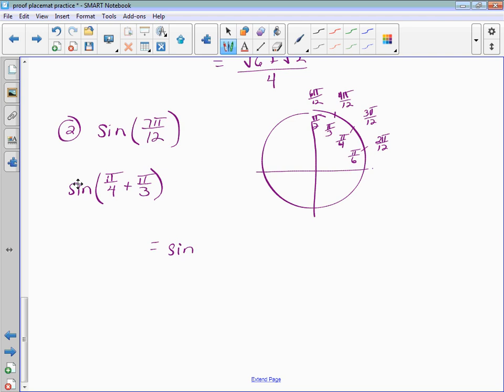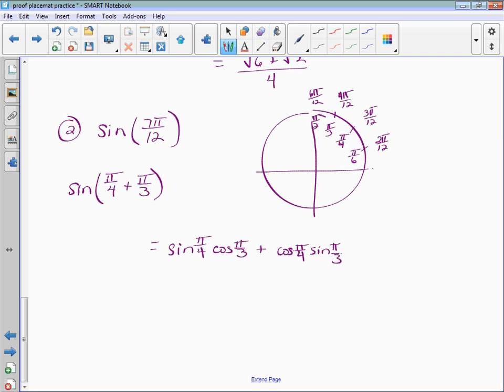So guys, your formula, sine of pi over 4 times what? Don't say cos. Sine pi over 3. Then is it plus or minus? Plus. Plus what? Cosine of pi over 4. Thank you. Sine pi over 3.